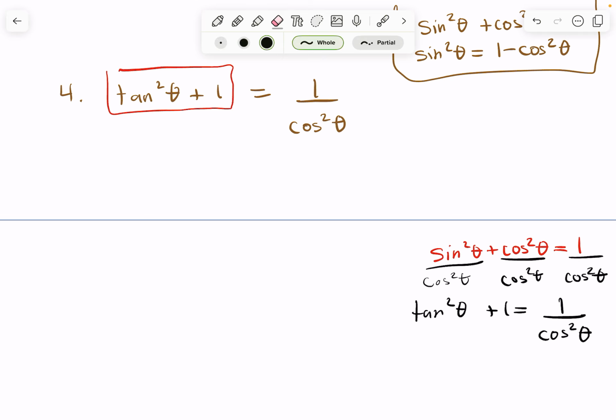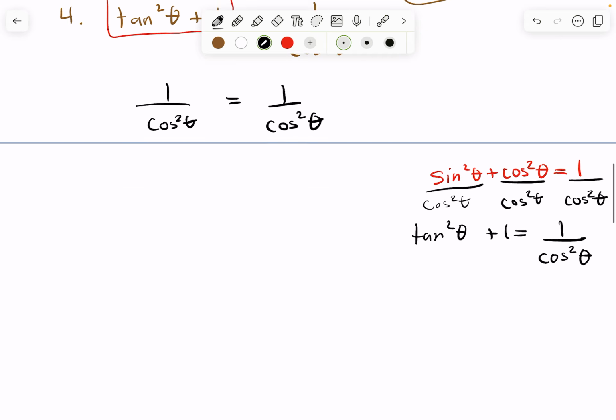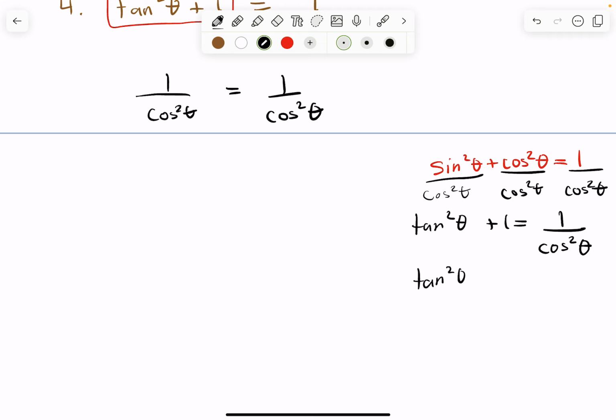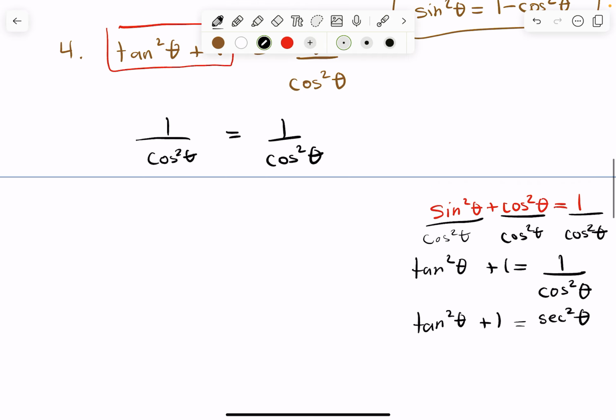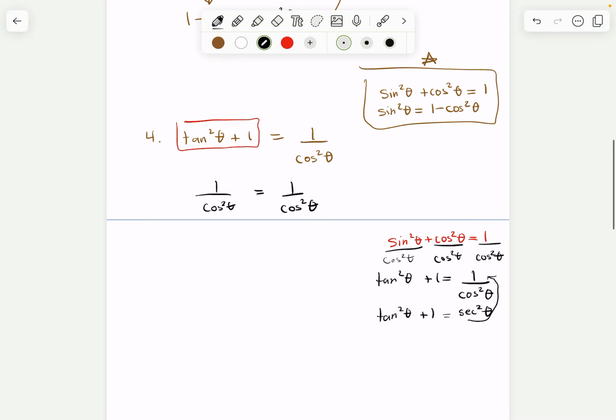So without even really doing any work, you can just write 1 over cosine squared equals 1 over cosine squared. And that's just simply using the fact. The fact is normally tangent squared plus 1 equals cosecant squared. Sorry, not cosecant squared. Secant squared. But secant squared means 1 over cosine squared. So that one was really nice, and that's why you have to be a little suspicious.